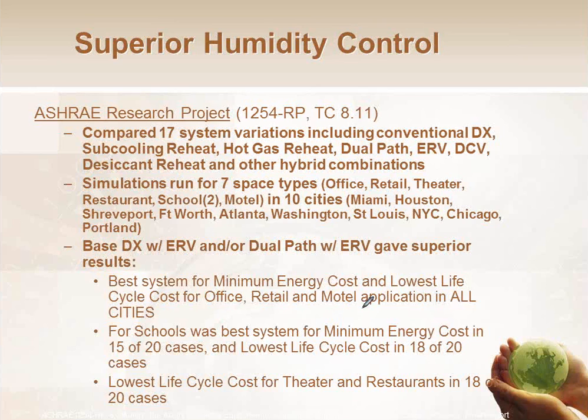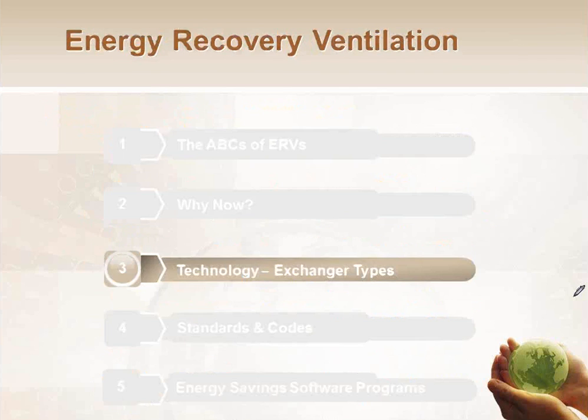So that beat out things like reheat, hot gas reheat. It even beat out demand control ventilation, which is also a very good helper, inexpensive, and can be used in combination with these. It beat out desiccant reheat. So this is your ASHRAE answer to the question: what do I do to dehumidify my outside air? I'm not saying you don't do those other things, but if you're only going to do one thing, probably do the ERV first, especially if you have a lot of outside air.